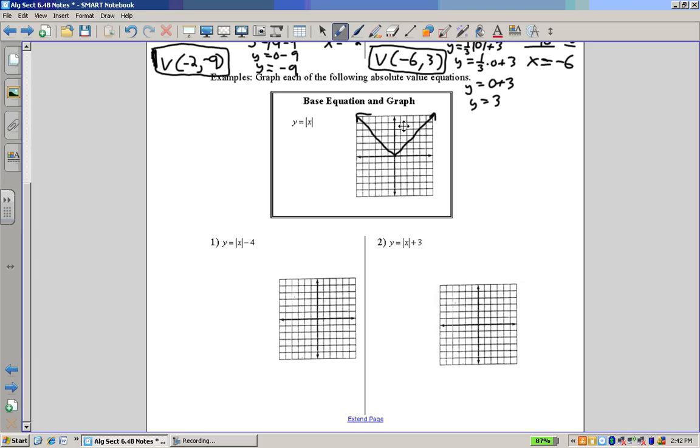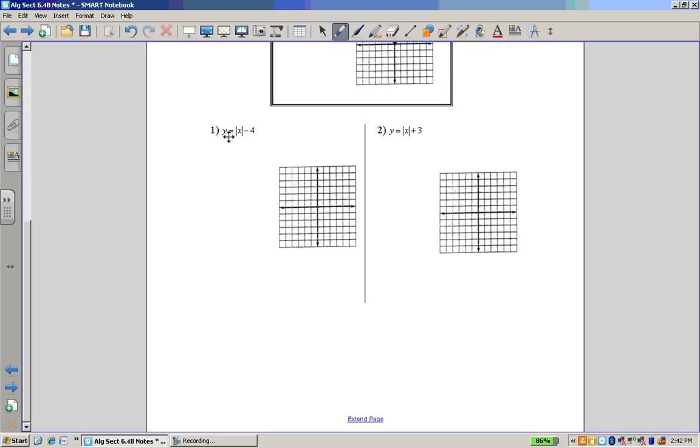Everything's going to be based on this. And you're going to notice later on in another lesson that you can actually manipulate this base equation and not even have to do a table of values, but we're going to start with the table of values method. All right, so number 1, again, like in the examples above, we're going to start by setting what's in the absolute value equal to 0, and we find that x is 0. Quite simple.